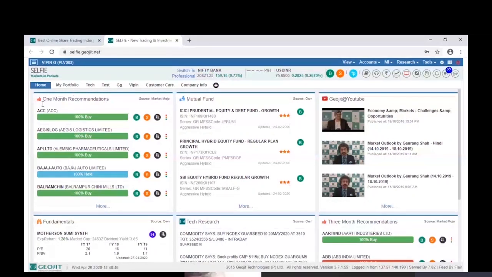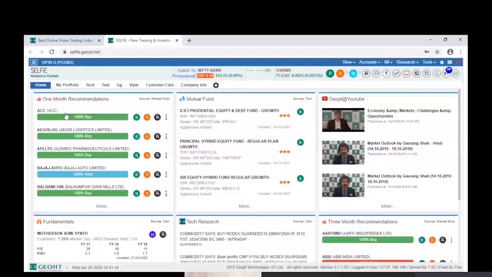see the 1 month recommendations. That is the latest recommendation available in the public domain. It shows which other brokers or research analysts have recommended the share and at what rate it can be bought. Here it shows that ACC is a 100% buy. That means every broker's fundamental research has given a 100% buy on the scrip ACC. So that is something related to this dashboard.